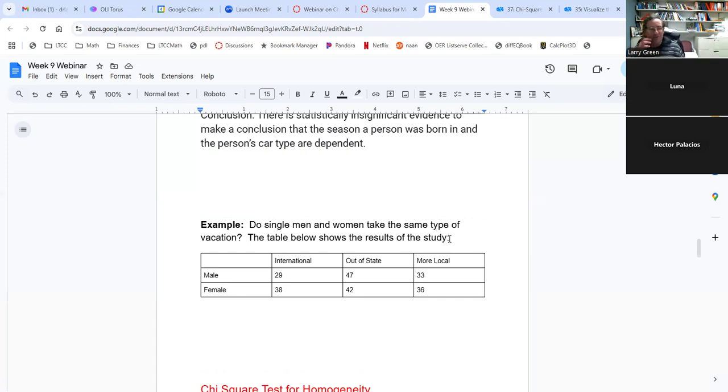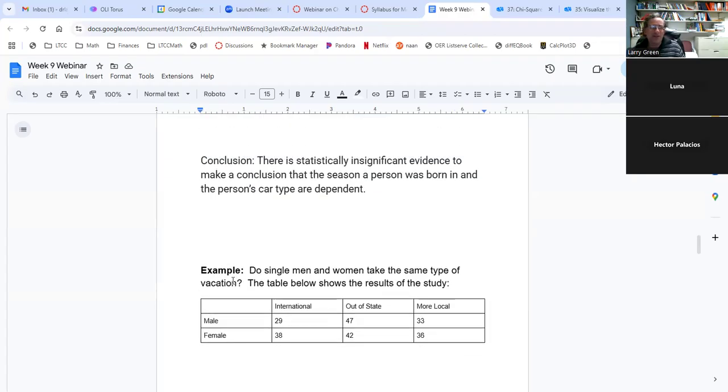So, pretend that a whole bunch of people were asked, and the survey question is, the last time you went on vacation, was it international? Was it out of the state? Or was it more local? They also asked for gender, and I'm keeping it as male and female only. Nothing against the other types, I just wanted to make it simple. And we want to see if men take the same type of vacation as women. Any questions on the question?